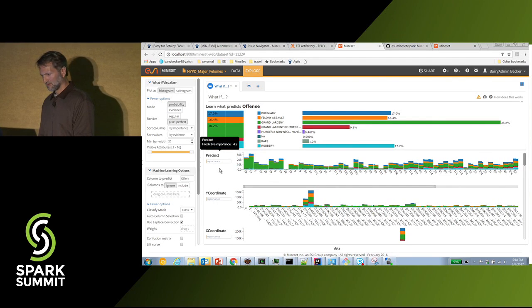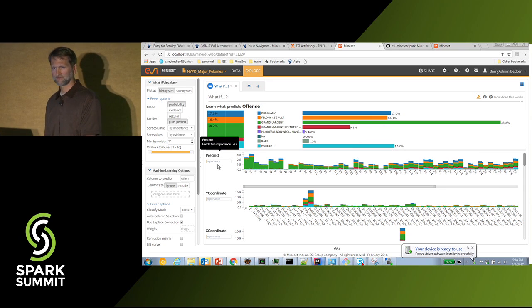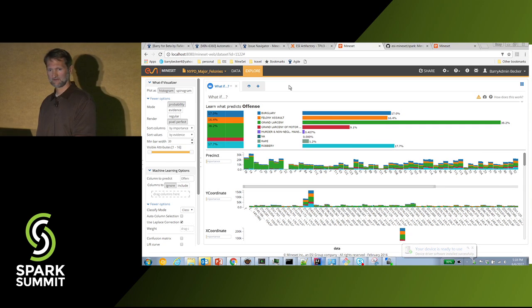OK, so what we're looking at here is some felony incidents from New York City crime data, and we're trying to predict what kinds of offenses might occur given other factors. And it turns out a precinct is one of the best predictors of what kind of offenses occurred.